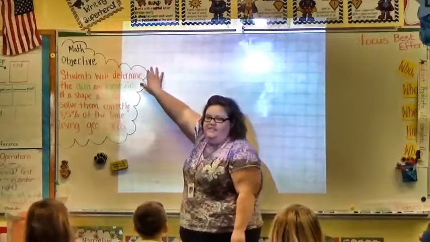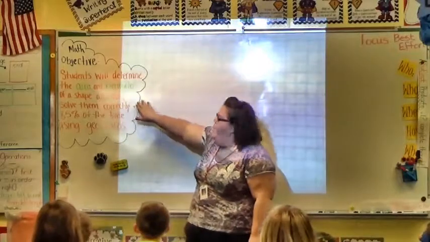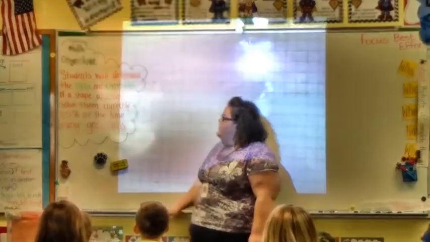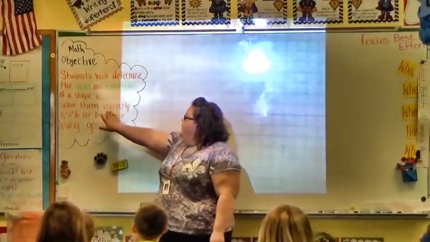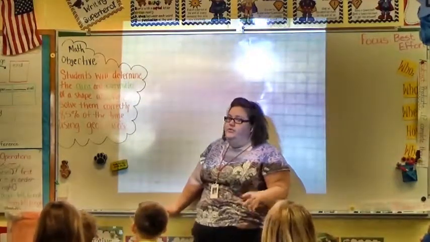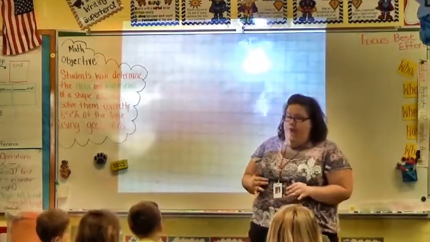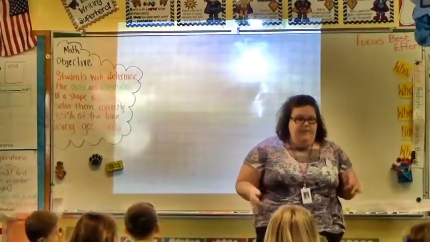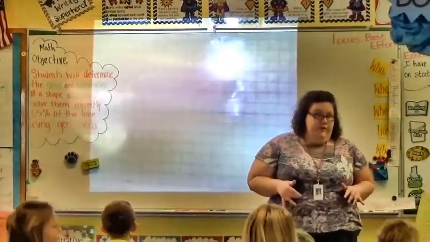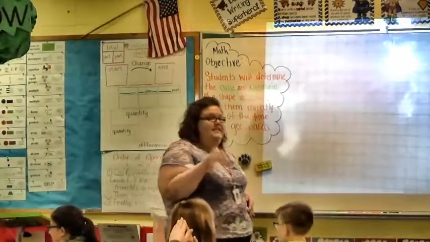Let's read the objective together. Students will determine the area and perimeter of a shape and will solve them correctly 85% of the time using geoboards. So we're going to think back and use the knowledge that we have to remember area and perimeter. With your shoulder partner, let's talk to each other and remind ourselves, what is perimeter? All right, TP, when you're done.